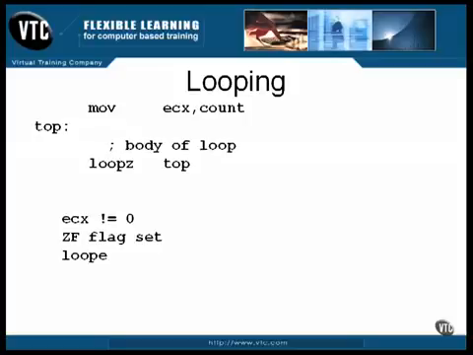And there is an opposite. This opcode decrements ECX and will loop only if the result is not 0 and if the zero flag is not set. The mnemonic is loopnz for loop not zero, or it can be written as loopne for loop not equal.